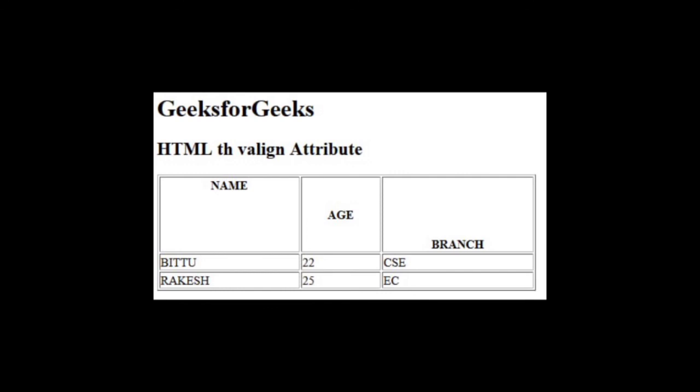Similarly, the attributes of the TR tag. The TR tag defines the table row. So all the attributes of the TD tag can be applied to the TR tag except for the row span and column span attributes. The other attributes which we have studied here, that is align, v-align, BG color and width, can also be used with the TR tag.